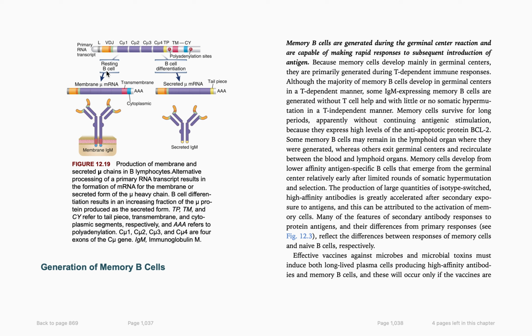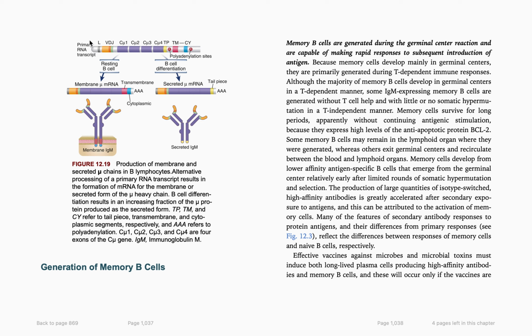So this is the diagram of production of membrane and secretory immunoglobulin heavy chains in B lymphocytes. Alternative processing of the primary RNA transcript results in the formation of messenger RNA for the membrane or secreted form of mu heavy chain. B cell differentiation results in an increasing fraction of mu protein produced in the secreted form. TP, TM and C refer to the tail piece and the transmembrane and cytoplasmic segments, respectively.